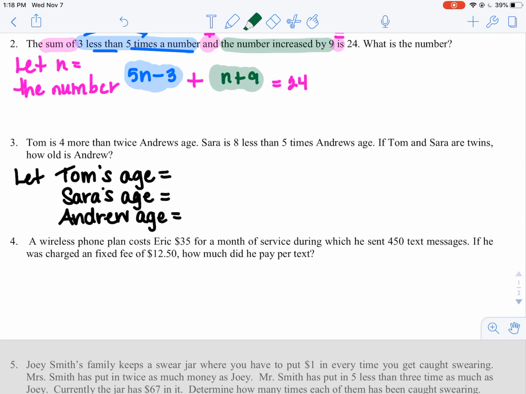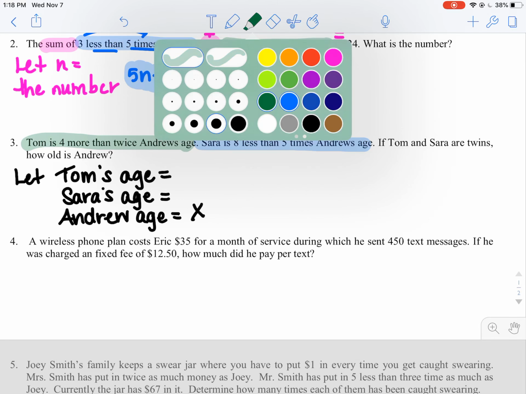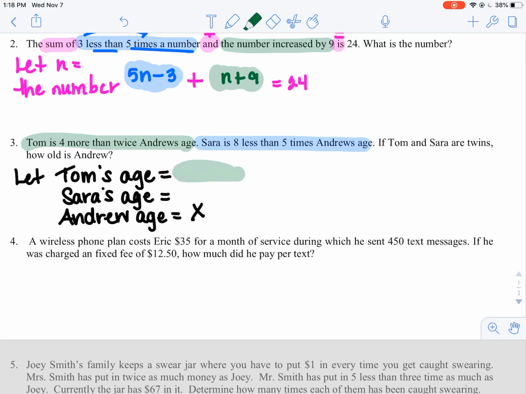It's always going to be the thing that we're saying the least about, that we know the least about. We're describing Tom as 4 more than twice Andrew's age. So we're using Andrew to describe Tom. Sarah is 8 less than 5 times Andrew's age. So now we're using Andrew's age to describe Sarah. Have we described Andrew's age at all? No, we haven't. So Andrew gets just x. Tom, we're going to translate that 4 more than twice Andrew's age. So that would be twice Andrew's age plus 4, 2x plus 4. And then 8 less than 5 times Andrew's age. So that would be 5x minus 8.